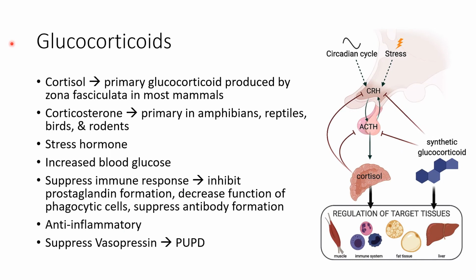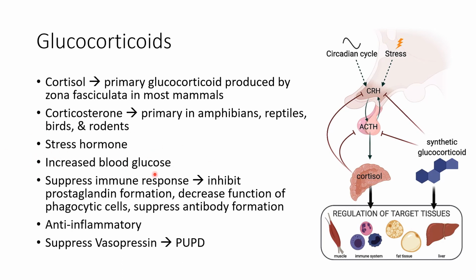So next is your glucocorticoids. These are secreted again by your cells that are found in the zona fasciculata. The primary stress hormone is your cortisol. It's the primary glucocorticoid produced by most mammals. Cortisone is also a glucocorticoid, but is primarily in amphibians, reptiles, birds, and rodents. So these are stress hormones.